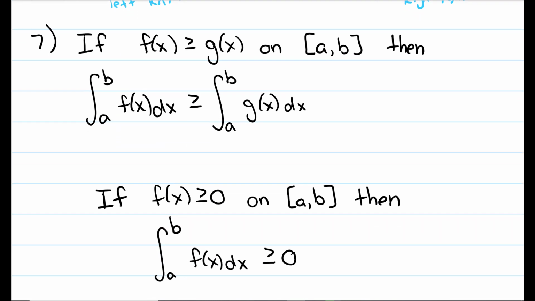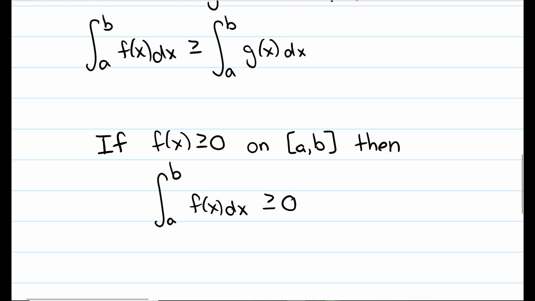And the seventh property: if f of x is greater than or equal to g of x on an interval, then the integral of f of x is greater than or equal to the integral of g of x. If f of x is greater than or equal to 0, then the integral also has to be greater than or equal to 0. These are some properties that we're going to use to solve integral problems in later examples.